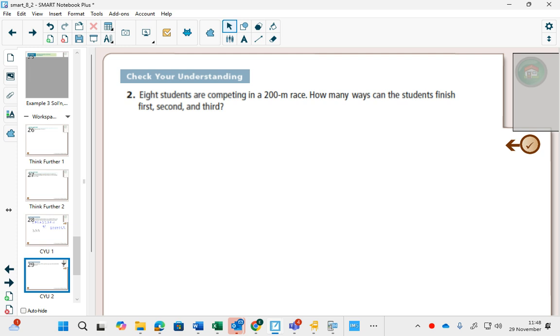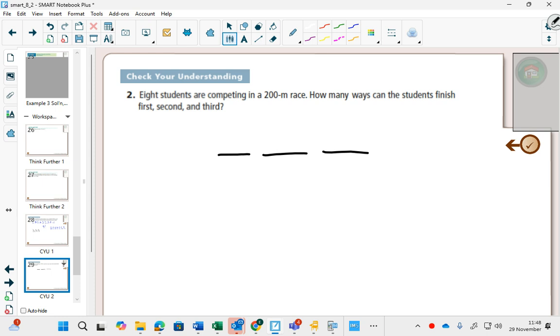Well, you have a decision. Who could come in first? A decision, who could come in second, and who could come in third. We really don't care about 4, 5, 6, 7, and 8 because they're not going to get a medal, right? So first, second, and third is going to be important.